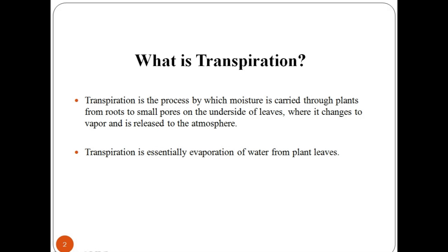Transpiration is the process by which the moisture is carried through the plant from the roots to the small pores on the underside of leaves, where it changes to vapor and is released to the atmosphere. Transpiration is essentially evaporation of water from the plant leaves. Transpiration also includes a process called guttation, which is the loss of water in liquid form from the uninjured leaf or stem of the plant.